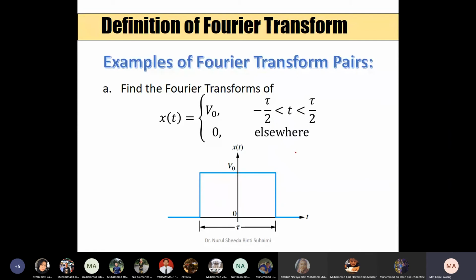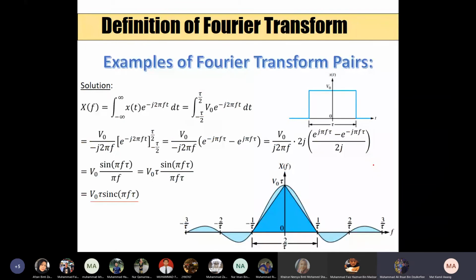So if you want to use the Fourier transform, you have to set up the equation. The equation is x of f is equal to the integration from minus infinity to infinity of x of t e to the minus j 2 pi f t dt. And here you actually have three components. The first component is 0. The third component is also 0. And you have only this part. So you integrate from minus tau over 2 to tau over 2 of v naught, because of v naught, e to the minus j 2 pi f t dt.